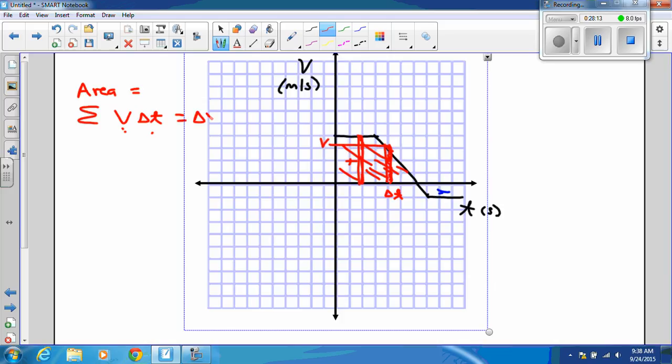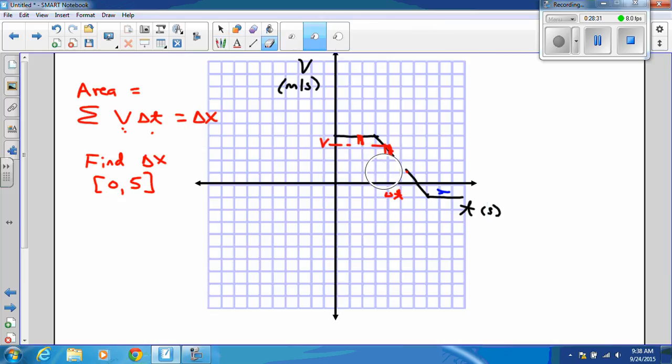On the test, are you going to give us an exact time? Yes. So the question would be phrased something like, find the displacement, find delta x on the time interval 0 to 5. And so then you would take your velocity curve here, and you would go from 0 to 1, 2, 3, 4, 5, like so. You would say that the area of this shape right here is equal to that displacement.